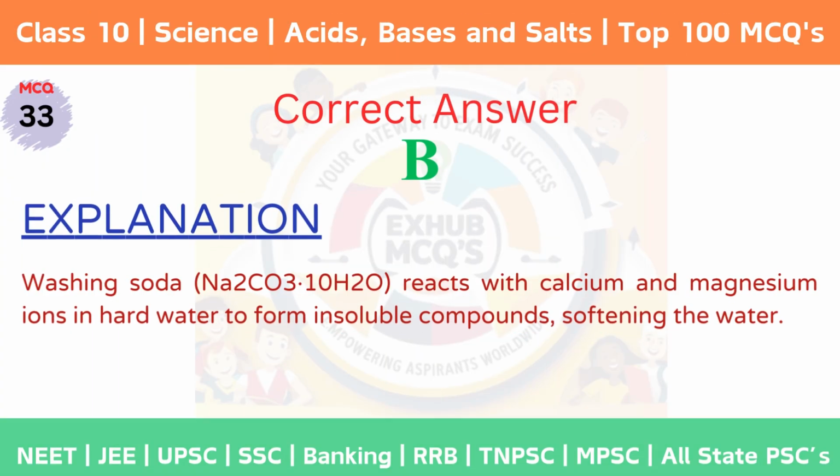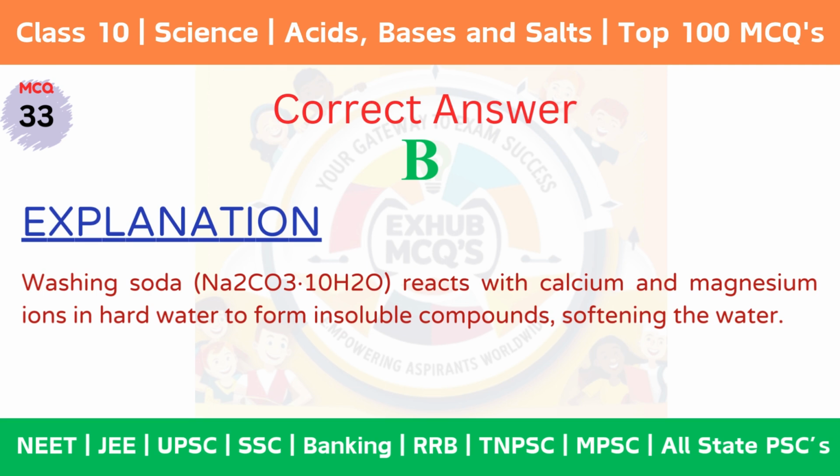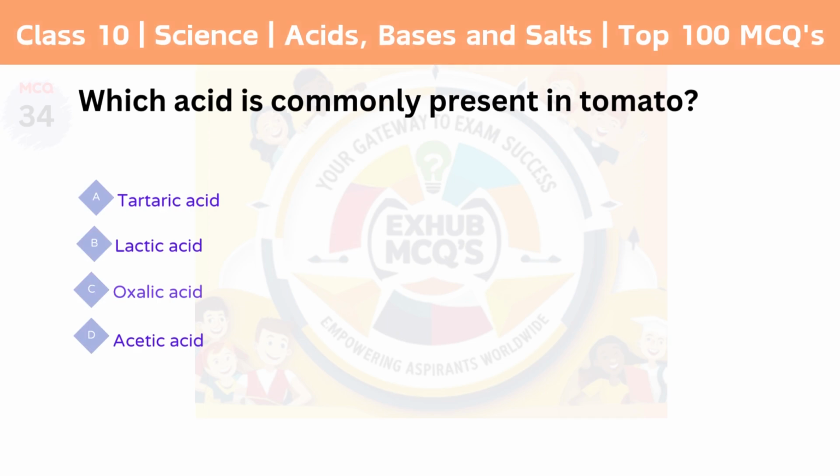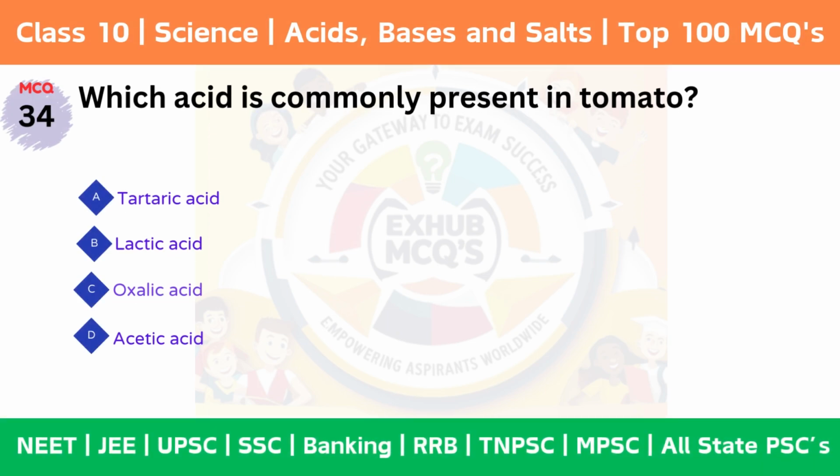The correct answer is option B, washing soda. Explanation: washing soda, Na2CO3·10H2O, reacts with calcium and magnesium ions in hard water to form insoluble compounds, softening the water. MCQ 34. Which acid is commonly present in tomato?